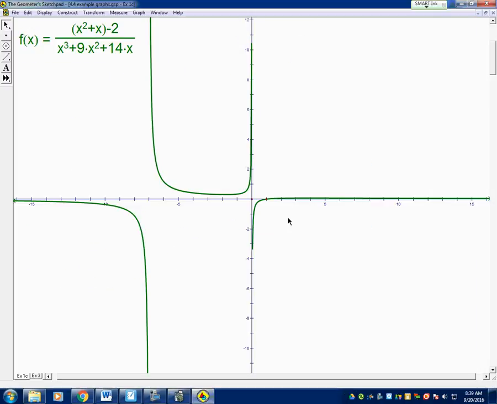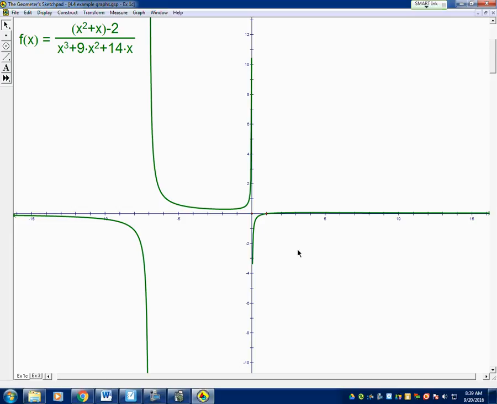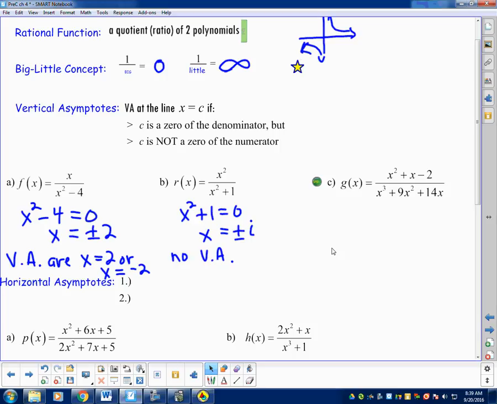Okay, so right here you'll see this function. We have a vertical asymptote that looks like right here at about maybe -7. And there's another possible vertical asymptote right here at 0. You can see there are 2 branches, and then right here kind of a parabola looking thing. Let's go ahead and factor this. So can you factor the top? What are factors of -2 that add to equal 1?